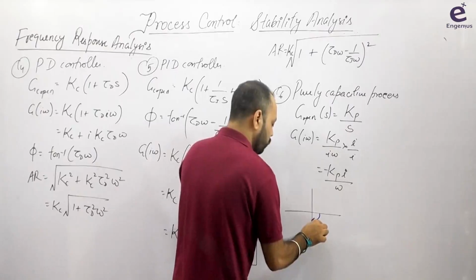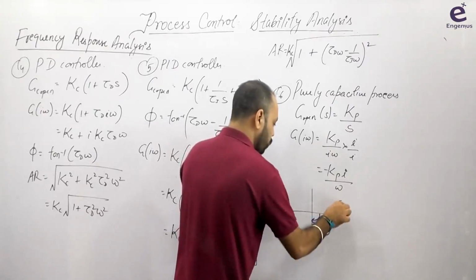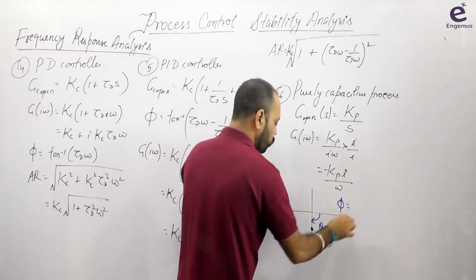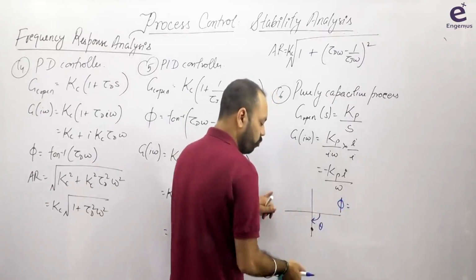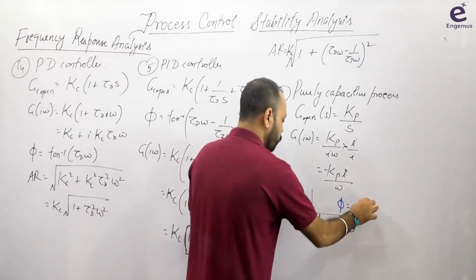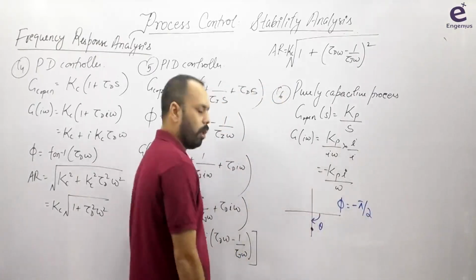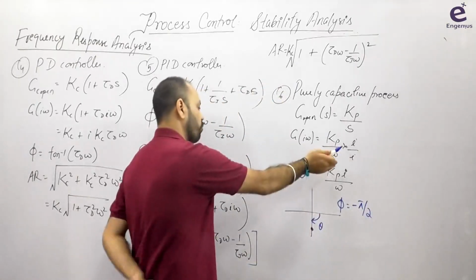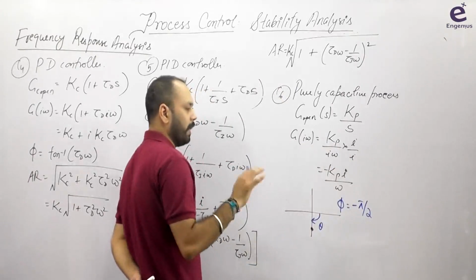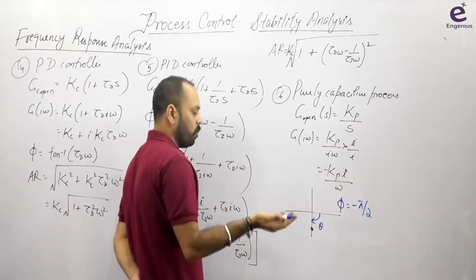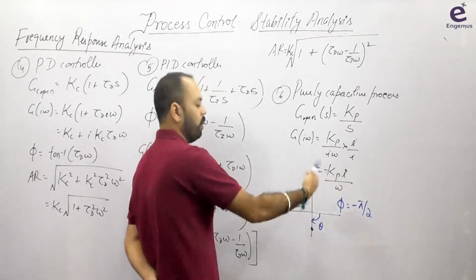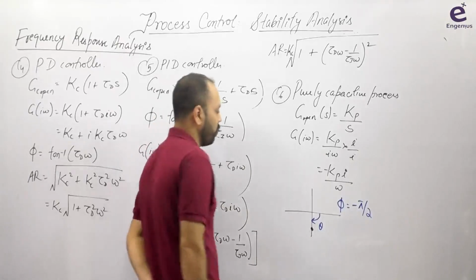What is this angle? This is theta, and what is phi? Phi is equal to minus of theta. If it is in the 4th quadrant, then it will be minus pi by 2. Right? You can also do tan inverse of modulus of real by imaginary, so you will be getting tan inverse of infinity, that is pi by 2, but because it is in the 4th quadrant, so minus pi by 2. Both ways you are going to get the same answer.